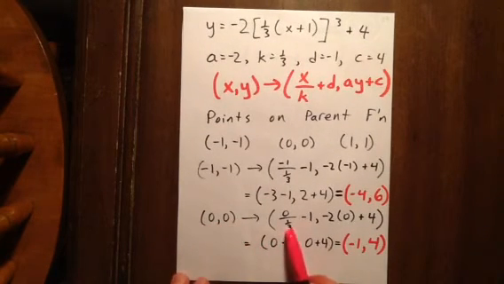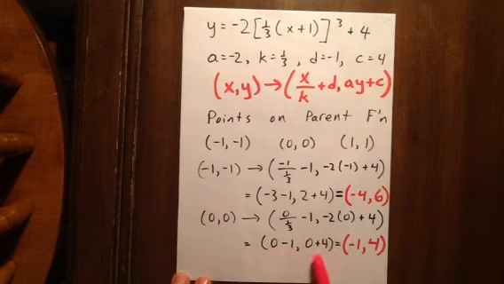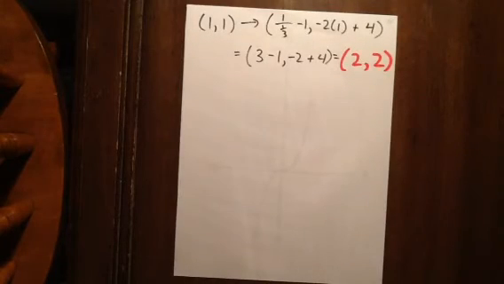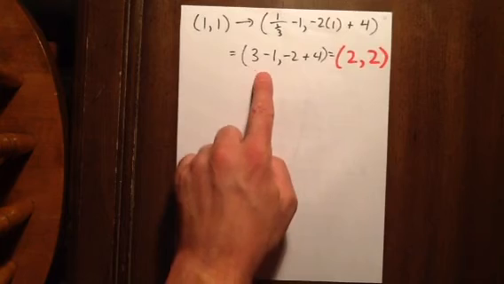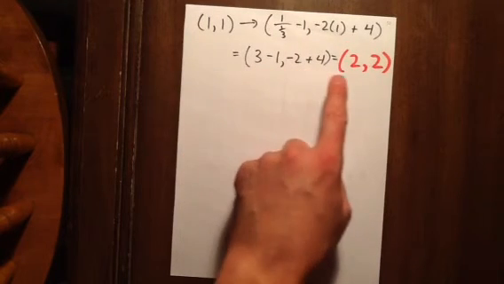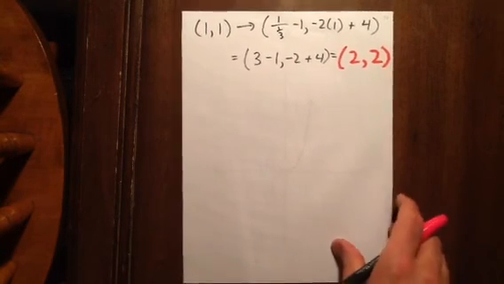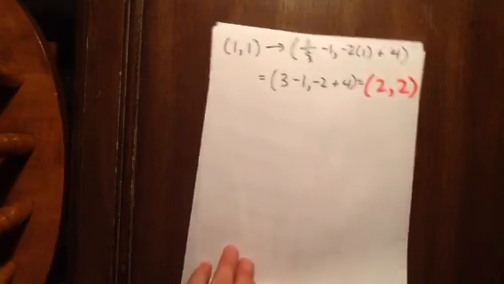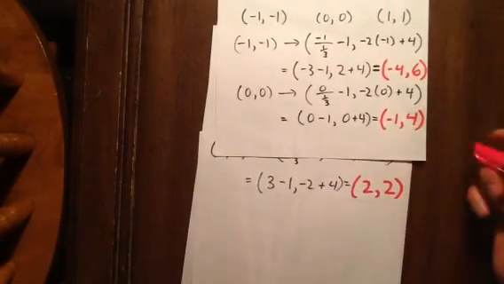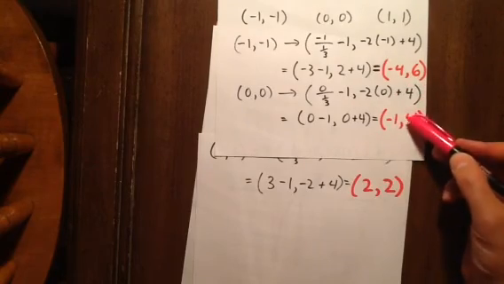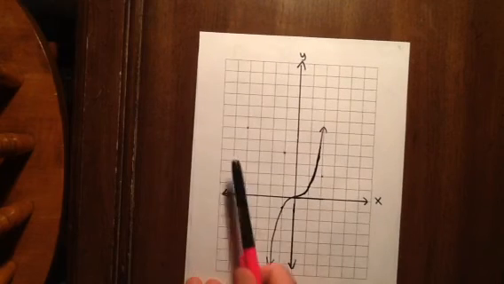0, 0 will map onto 0 minus 1 comma 0 plus 4, which is -1, 4. And finally 1, 1 will map onto 1 over 1/3 minus 1 comma -2 times 1 plus 4, which is the same as 3 minus 1 comma -2 plus 4, which is the same as 2, 2. So now what we can do is graph these 3 points, -4, 6, -1, 4, and 2, 2. And so we do so, and we see them right here.